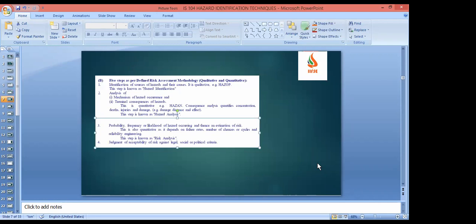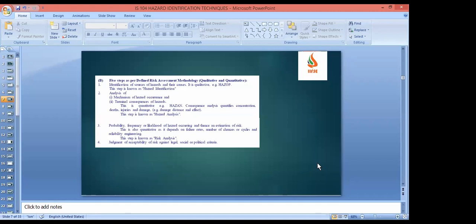Then there are 5 steps for defining the risk assessment. Here, what will happen? Identification of sources of the hazards and their causes, and it is a qualitative example of a hazard. This step is known as hazard identification. Then an analysis of the mechanism of the hazardous occurrence and terminal consequences of the hazard. And this is quantitative, which means a hazard consequence analysis quantifies the number of deaths, injuries, damages, damage distance and effects. This step is known as hazard analysis.